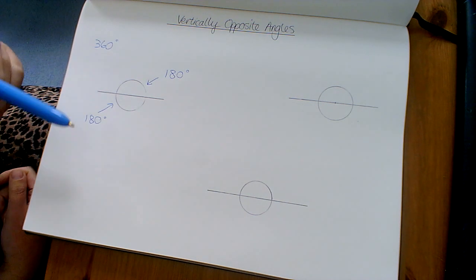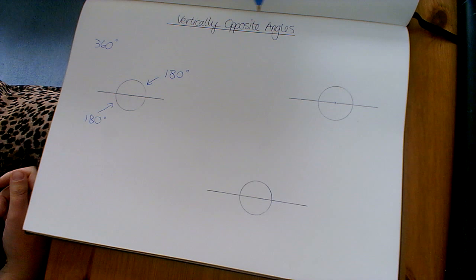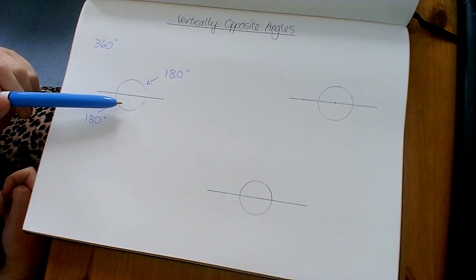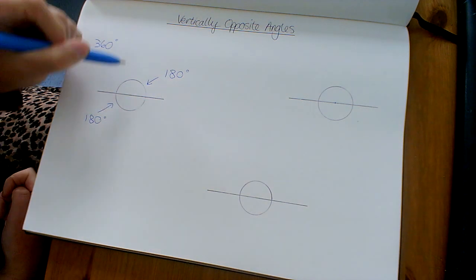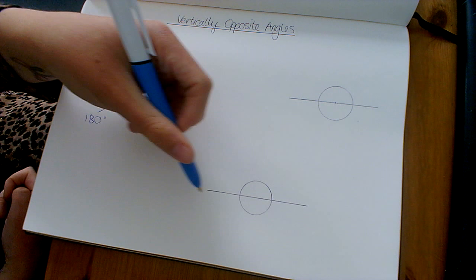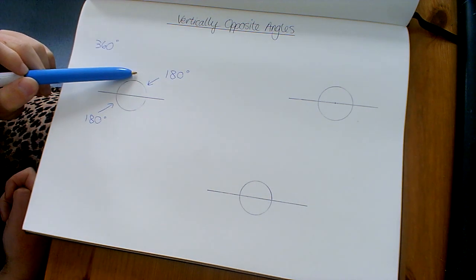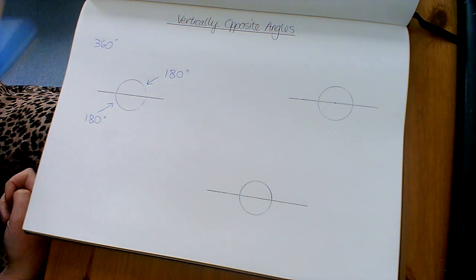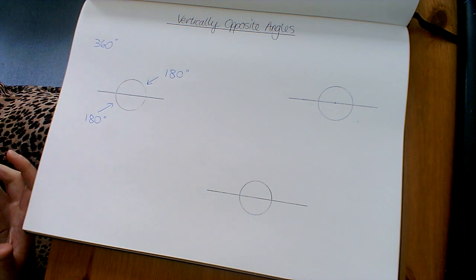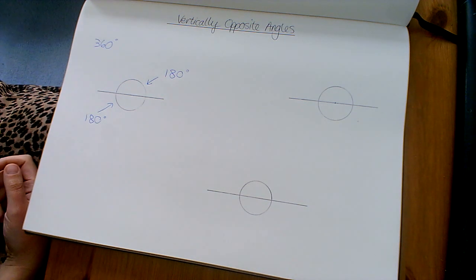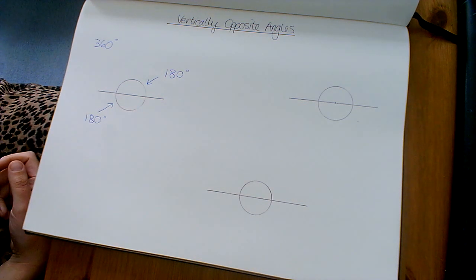Perfect. So what we're saying here, when we're working out vertically opposite angles, is that vertical means to go up, horizontal is the opposite, that goes across like I've got here. So these vertically opposite angles are equal. Equal obviously means the same. So we're going to have a look at different ways we can work out vertically opposite angles.